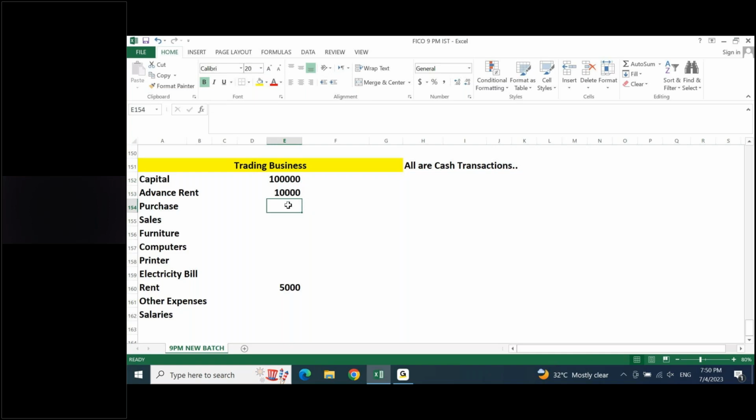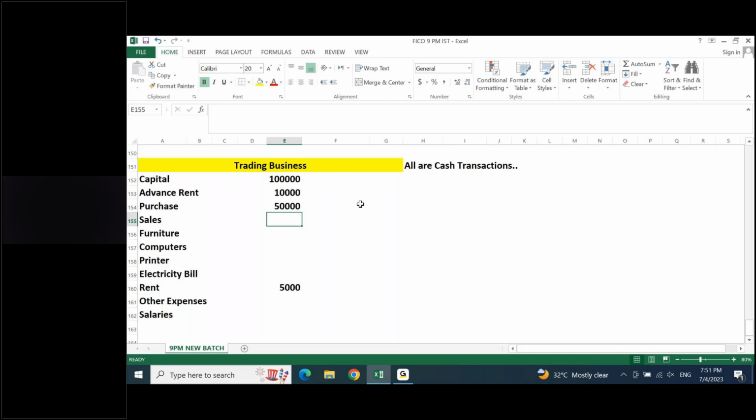Let's say out of 90,000, you spent 50,000 for purchasing the material that you are going to sell. Let's assume that you sold everything purchased during the month, completely sold. There is no closing stock. Because we are not getting into the details of your accounting, we are going to look at it from a high level point of view.